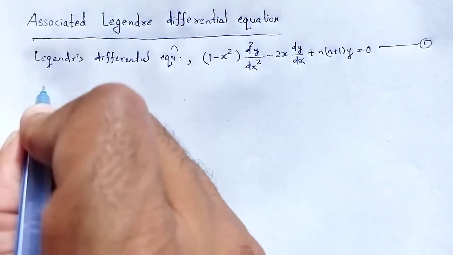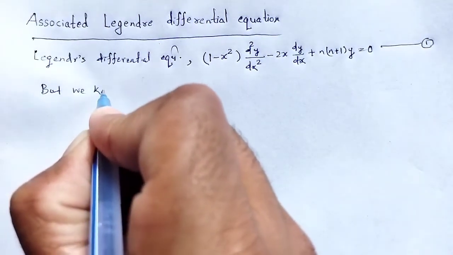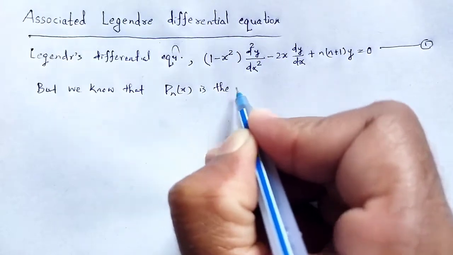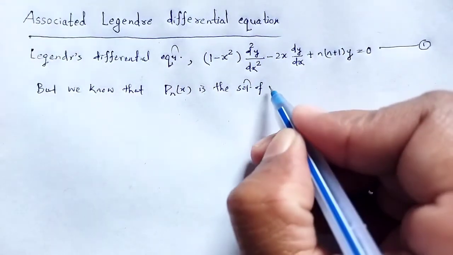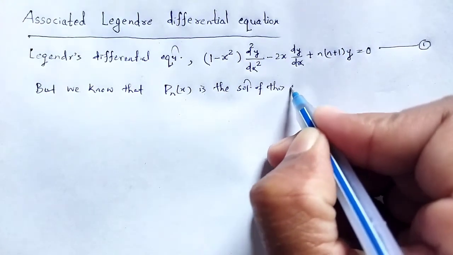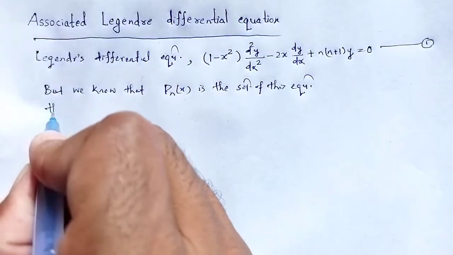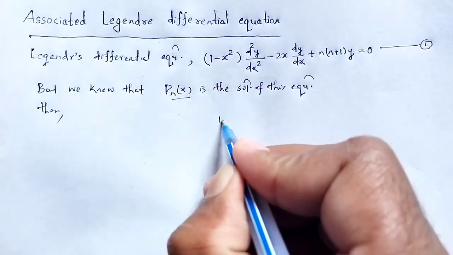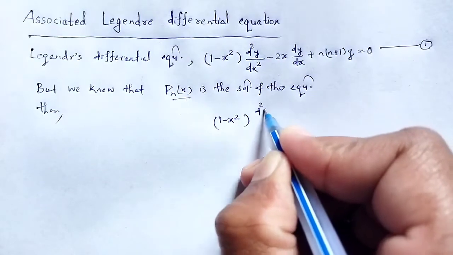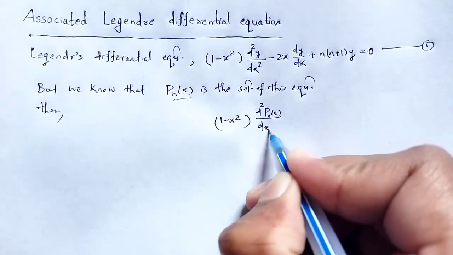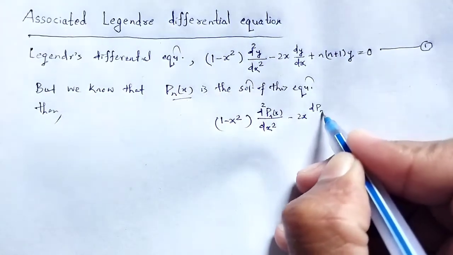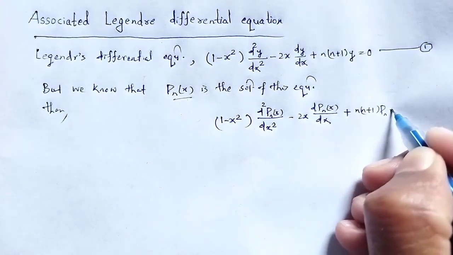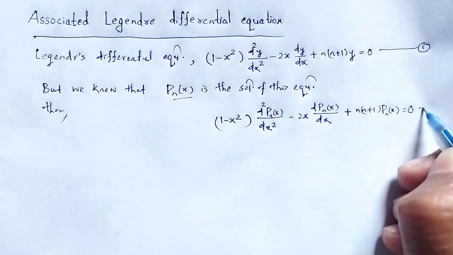But we know that Pn(x) is the solution of the above equation. Then we can write, in place of y, Pn(x): (1 minus x squared) d²Pn(x)/dx² minus 2x dPn(x)/dx plus n(n+1) Pn(x) is equal to 0. Equation number 2.